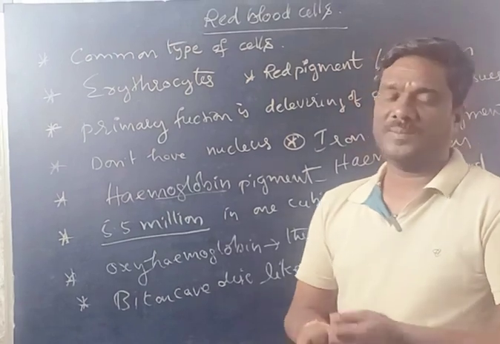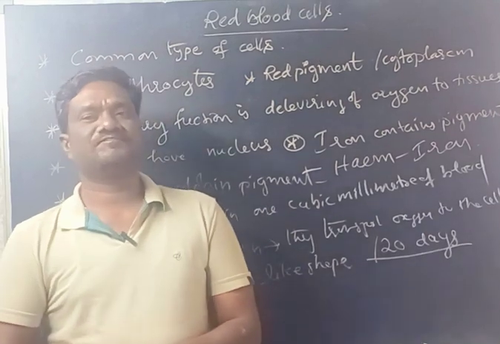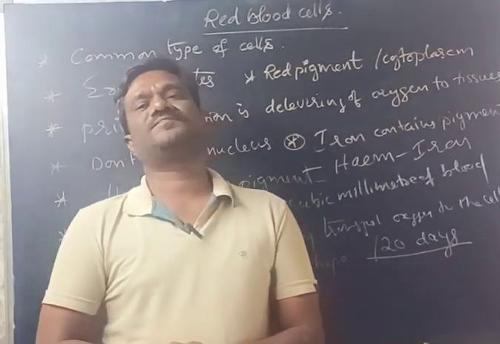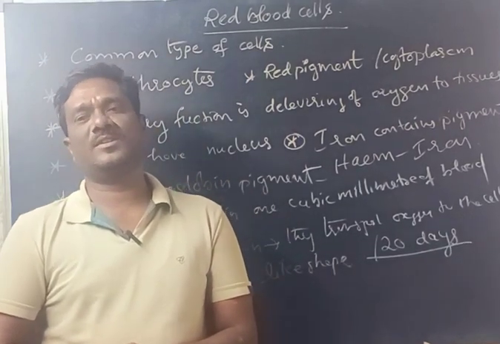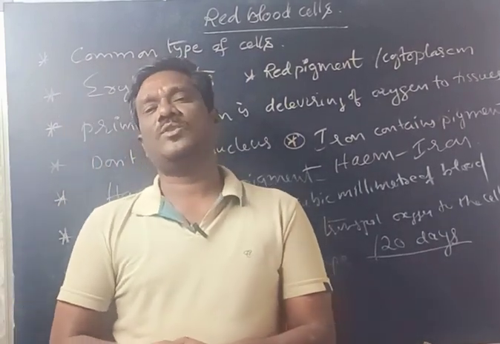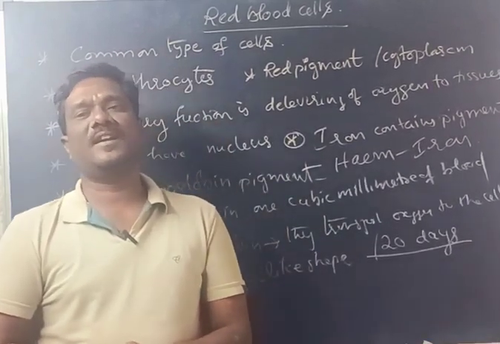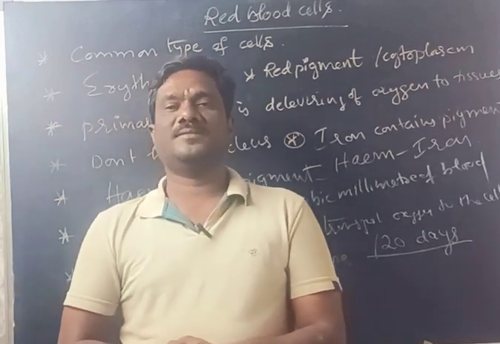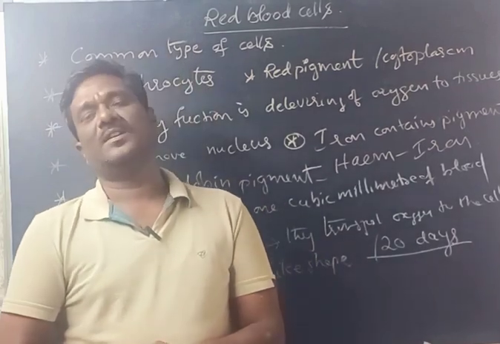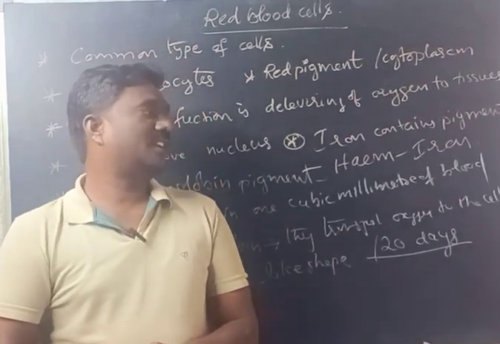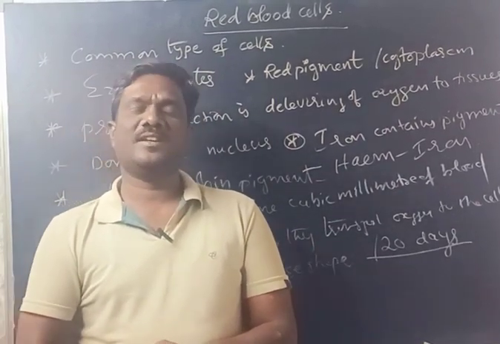This was briefly about red blood cells. The primary function is oxygen transport in the form of oxyhemoglobin. They have iron-containing pigment, hemoglobin. Heme means iron. Our blood is red due to this hemoglobin. There is no nucleus present in their cytoplasm.